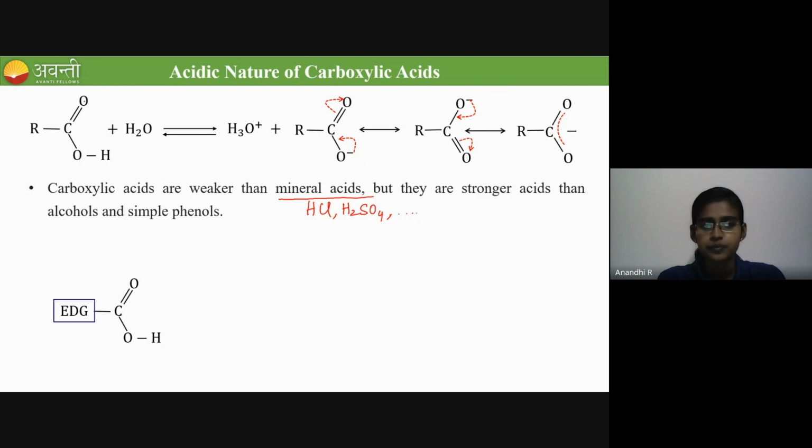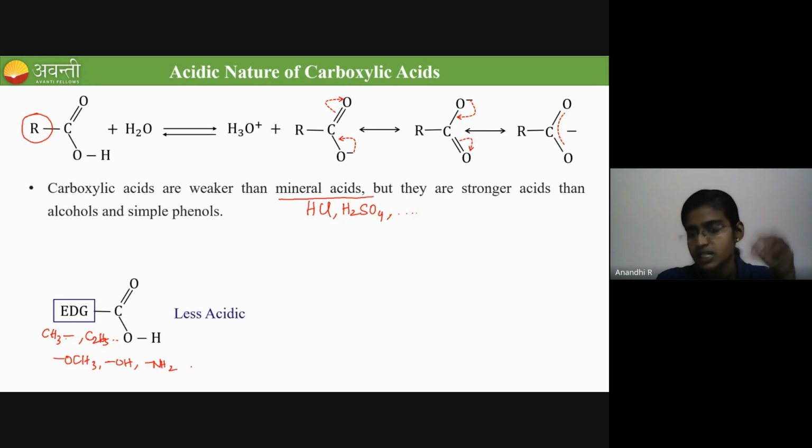So you see here, if this R group is an electron donating group, so who are electron donating groups? All the alkyl groups like methyl, ethyl, propyl, and OH, OCH3, all alkoxy, alcohol, amine, all these are electron donating groups. If an electron donating group is attached to the C double bond O system, then that particular carboxylic acid is less acidic in nature. Why is it less acidic?